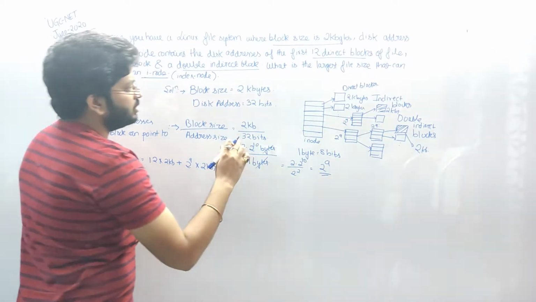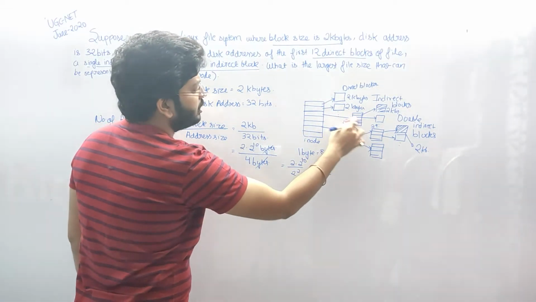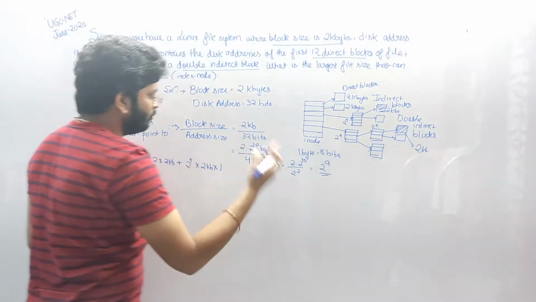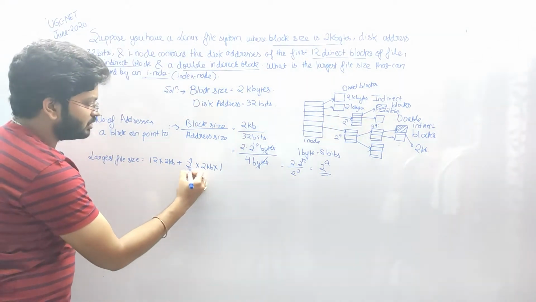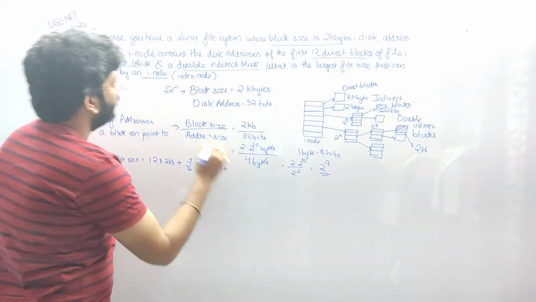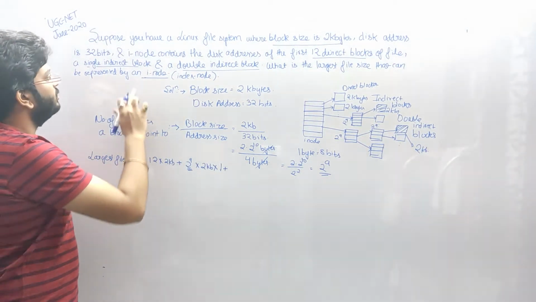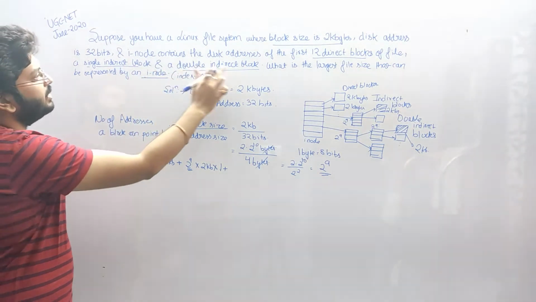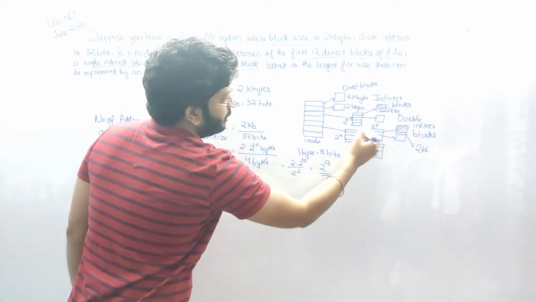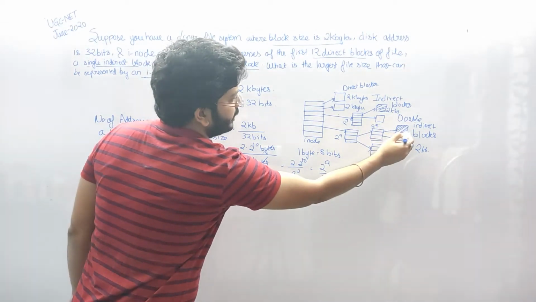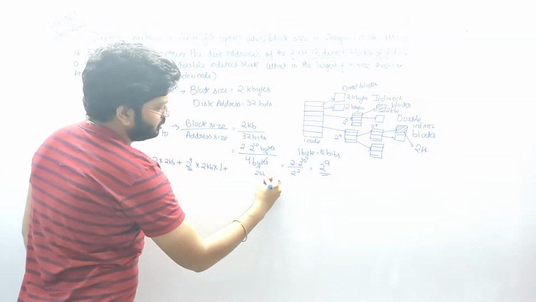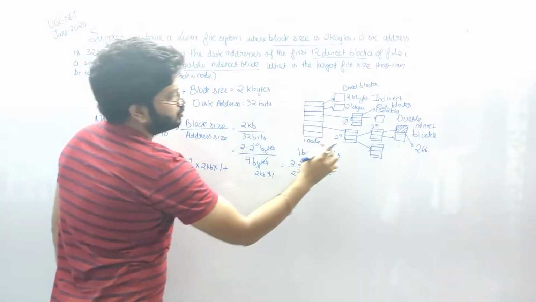Why? Because this block will point to 2 power 9 addresses, which in turn will point to 2 power 9 more addresses. So a block can point to 2 power 9 addresses. Then plus a double indirect block. There is a single double indirect block, but only one is there. So it will be 2 KB into 1, and this 2 power 9 into 2.